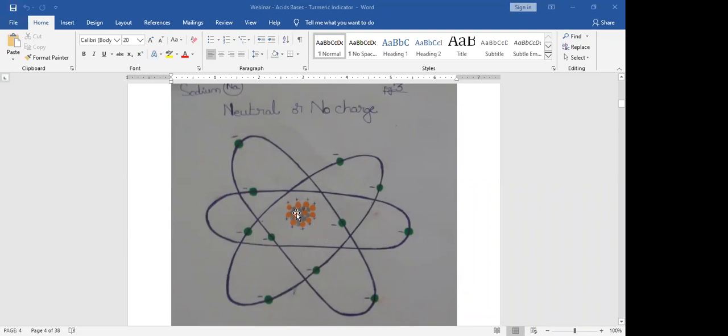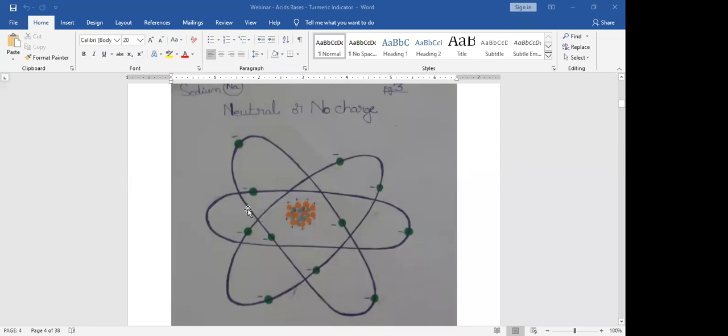We won't be talking about these neutrons today because they're not relevant to the concepts or the content that we will be talking about. So we are not going to concentrate much on these gray dots. Otherwise, if you see, it has electrons, the green dots, and the orange dots or the positive charges.